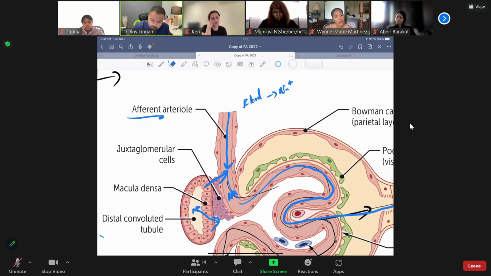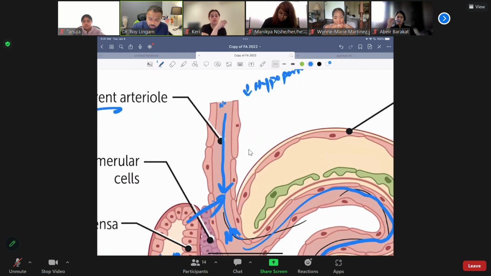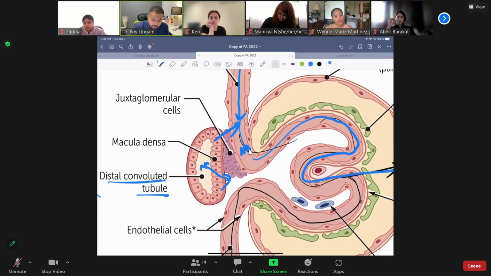Now, what happens in the event the afferent arteriole has less blood flow? We call that hypoperfusion. In the event your kidney receives less blood flow, that means less sodium coming into the afferent arteriole. That special cell in the DCT is called the macula densa. The specialized cells, macula densa, already scanned.